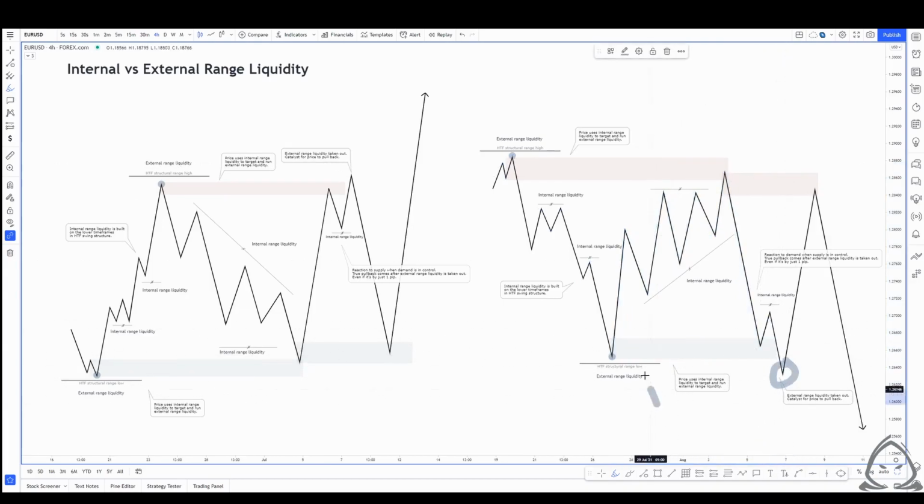And then we see a break of the previous swing low, or lower low, creating a new lower low. But in this case, we have a break of structure even by a pip. And then what we see is price moves to the upside.